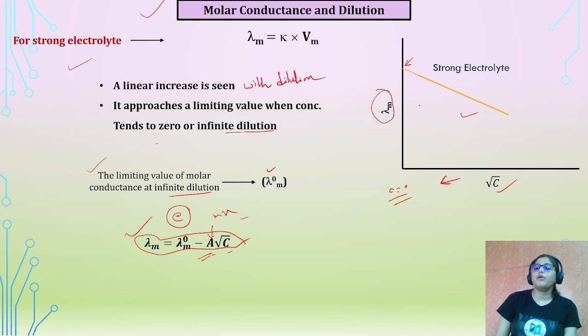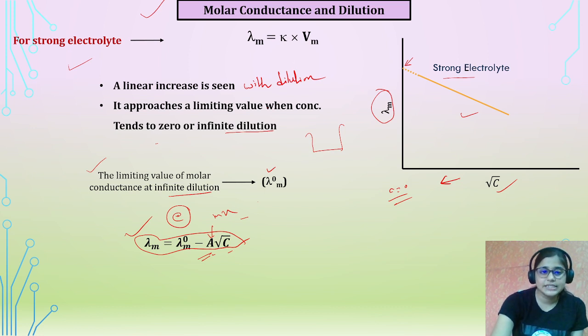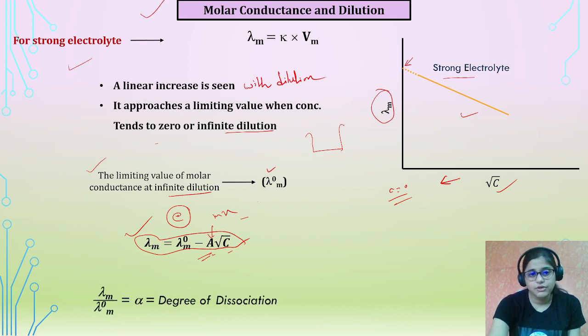We could plot in linear fashion for strong electrolyte because only one factor was there: while dilution happens, the mobility of ions will increase and the attraction decreases. So one factor was there, that's why the graph was simple. Let's find out for the case of weak electrolyte.